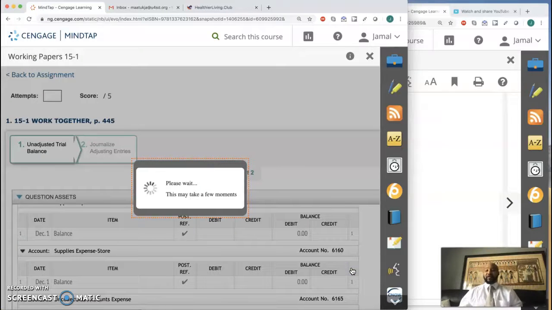So step one wasn't too hard. We just had to take our numbers from the general ledger, put them in our adjusted trial balance, make sure our debits equal our credits, add them up, done. Step two is journalizing the adjusting entries. There are a few adjusting entries we have to make.